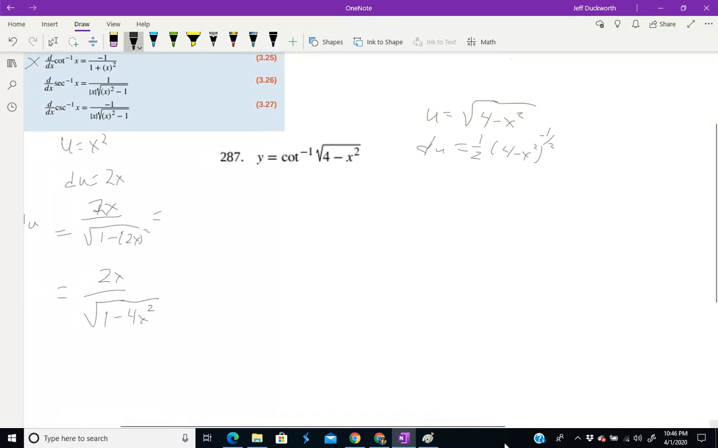And the derivative of the interior, again, we have to use the chain rule on that. All right. The derivative of 4 is 0. Derivative of negative x squared is negative 2x. So that's what's going to come out of this. So that's our chain rule part of this. So essentially we end up with y equals the inverse cotangent of u. So y prime is equal to, again, it's right up there. Scroll up a little bit.